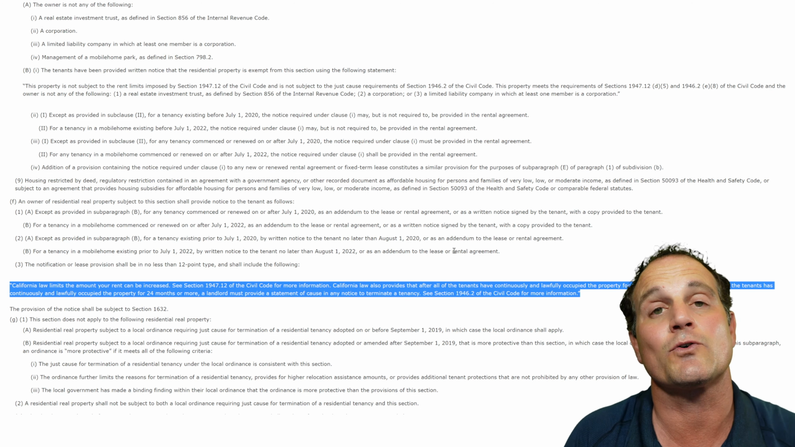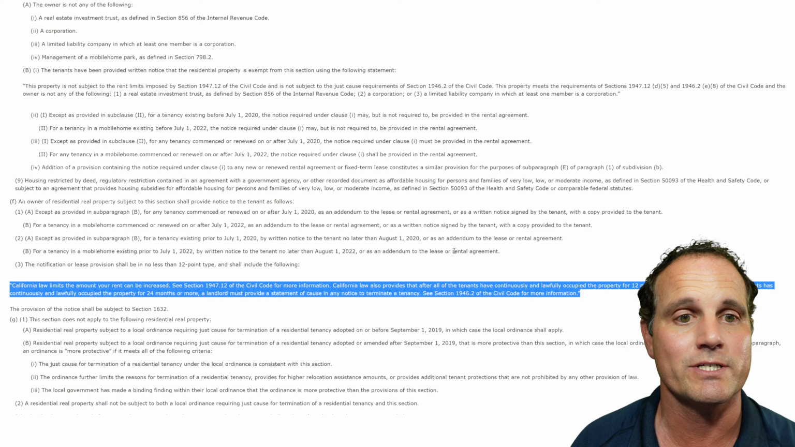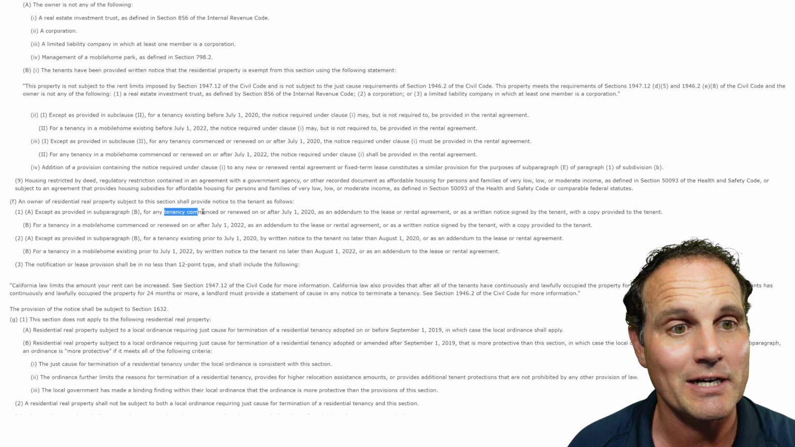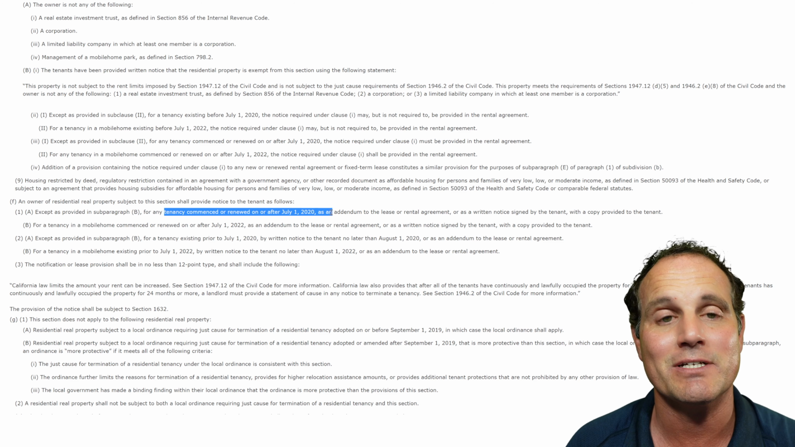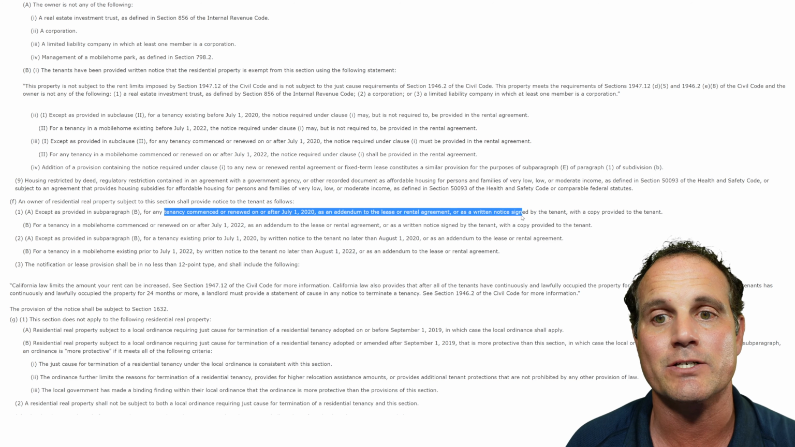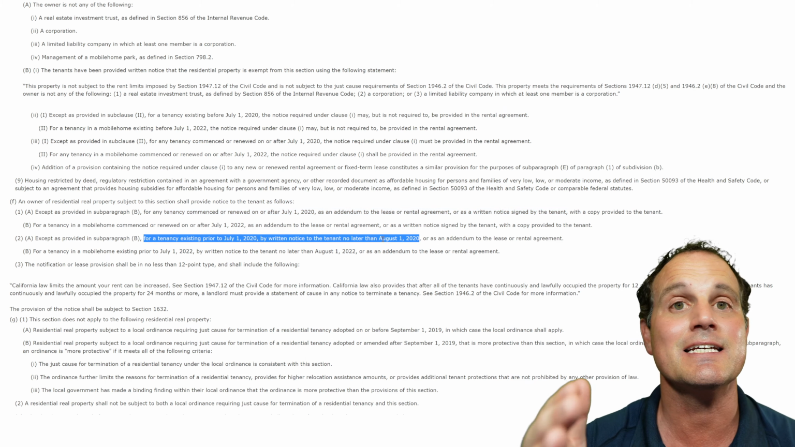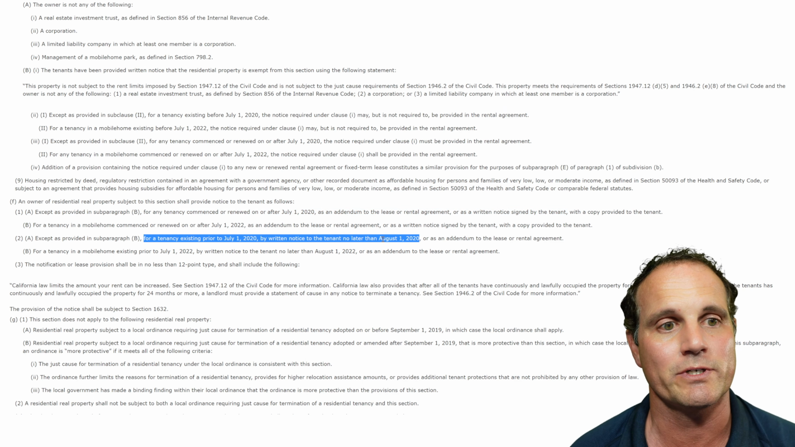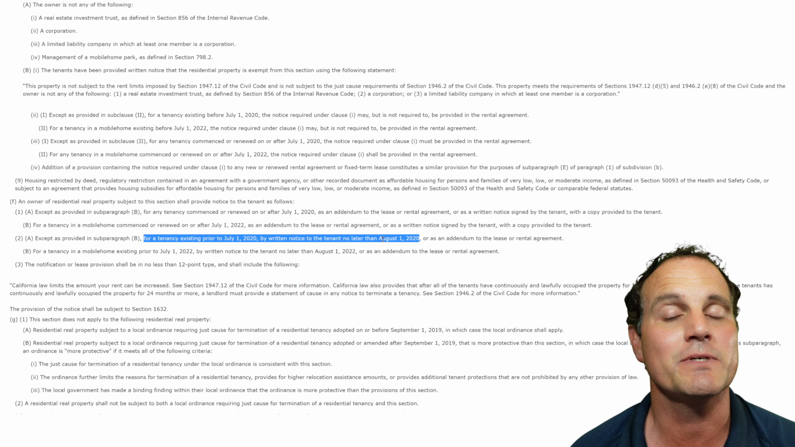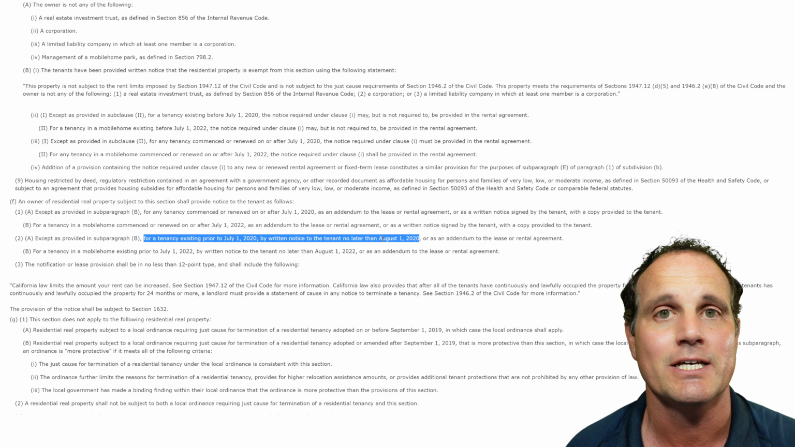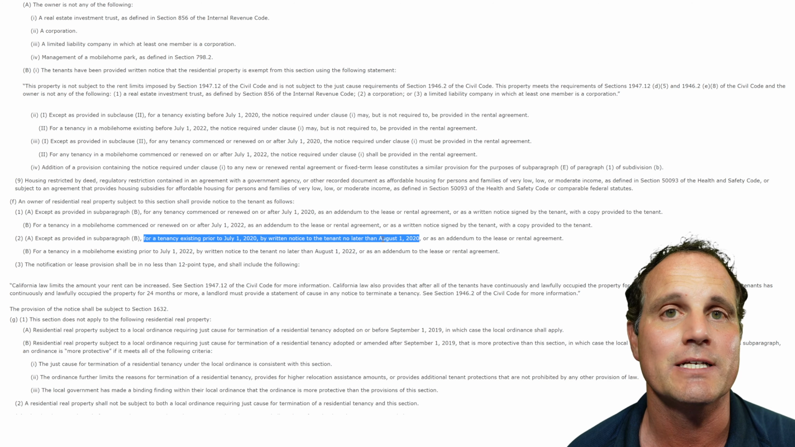And then here's the language for a property that's subject to AB 1482. Again, July 1st, 2020 is important. So they flip things around in here. So any tenancy commenced or renewed on July 1st, 2020, it can be given as an addendum to the lease or rental agreement, but it must be signed by the tenant. And this is, again, a property that's subject to AB 1482. If the tenancy existed before July 1st, 2022, the written notice must be given to the tenant by August 1st, 2020. So that is the deadline, and it only applied to properties that were subject to AB 1482.